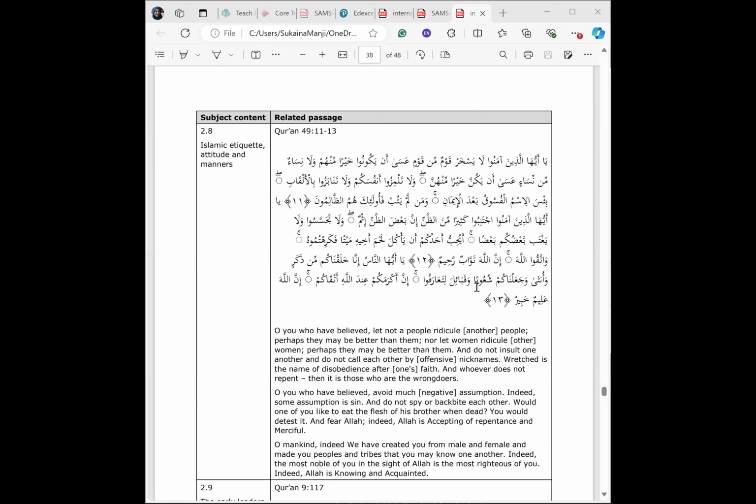Bismillah ar-Rahman ar-Rahim. Ya ayyuhallazina amanu la yaskharu qawmun min qawmin asa.